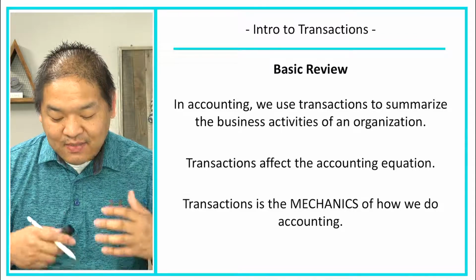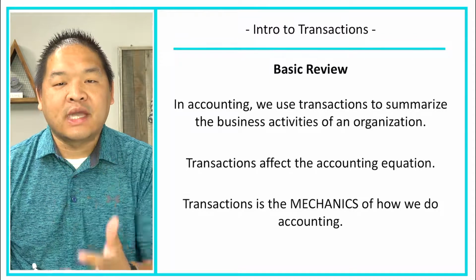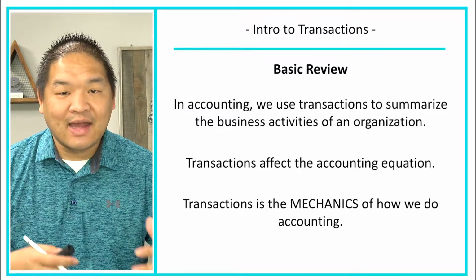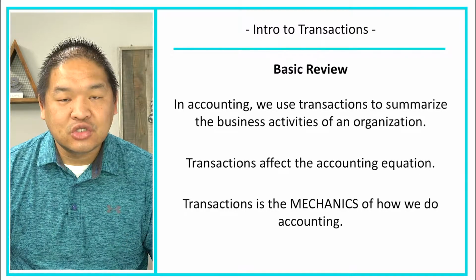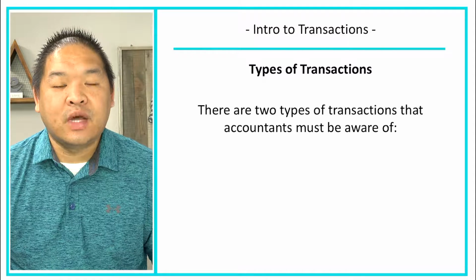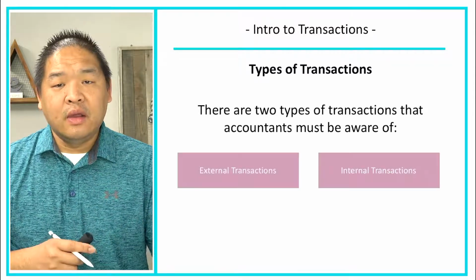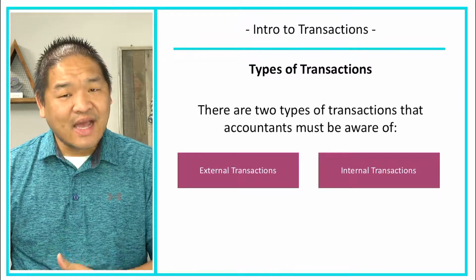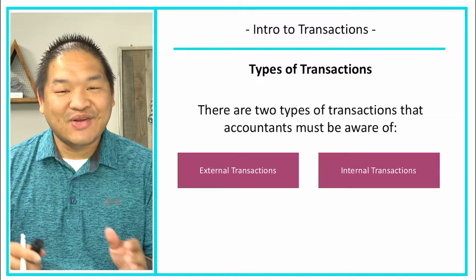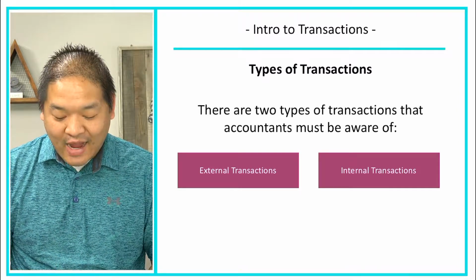Transactions are really the mechanics of how we do accounting. So if you're thinking about what accountants do, we are transaction based. We take data and we transact that into an accounting system. Now, there are two types of transactions when we talk about transaction analysis that you should know about: external and internal transactions. What do we mean by external and internal transactions?